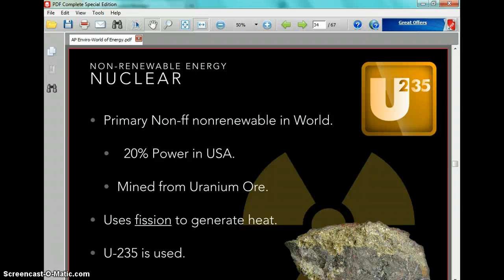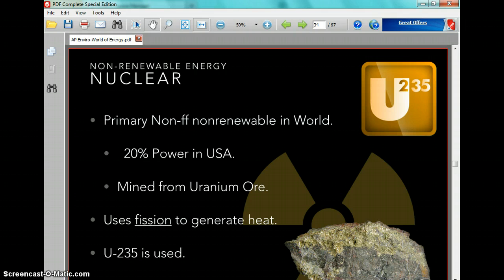Now we're going to talk about nuclear power. Nuclear power is the primary non-fossil fuel non-renewable resource in the world. It's probably the only one, actually. 20% of the power in the United States is produced from nuclear power, and nuclear power comes from uranium ore.